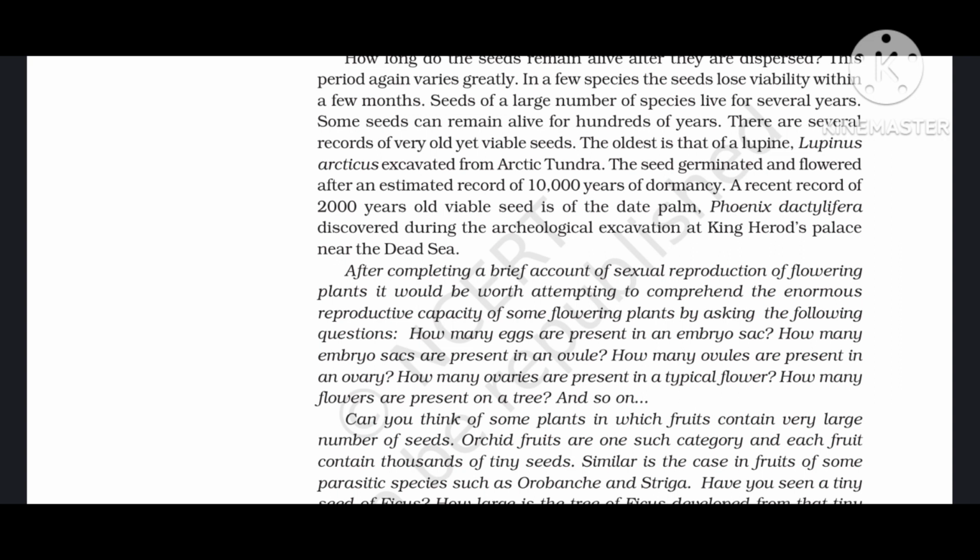Count the number of embryos in each seed. What would be the genetic nature of apomictic embryos? Can they be called clones?